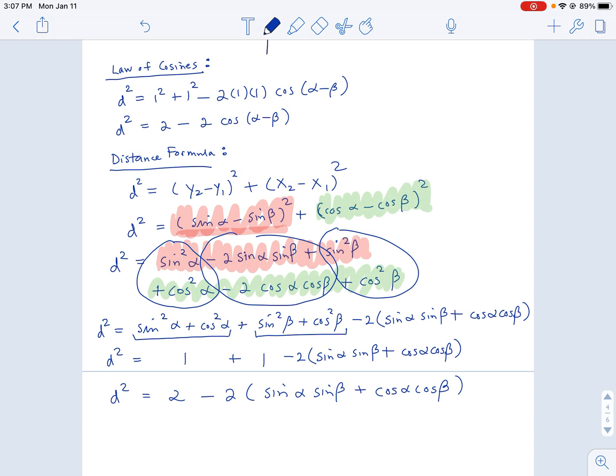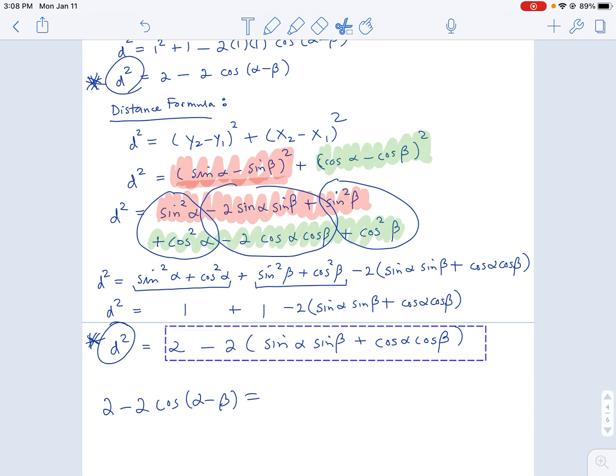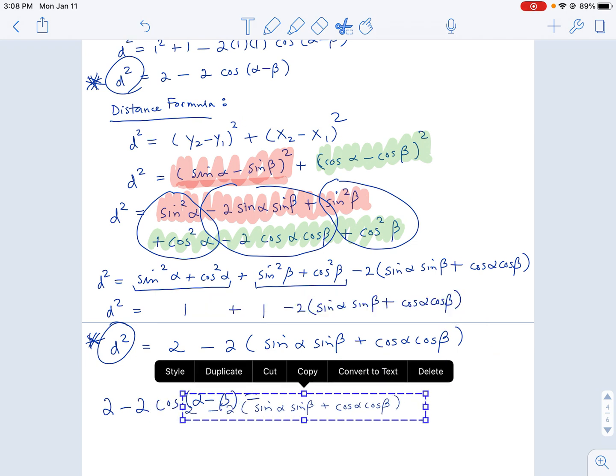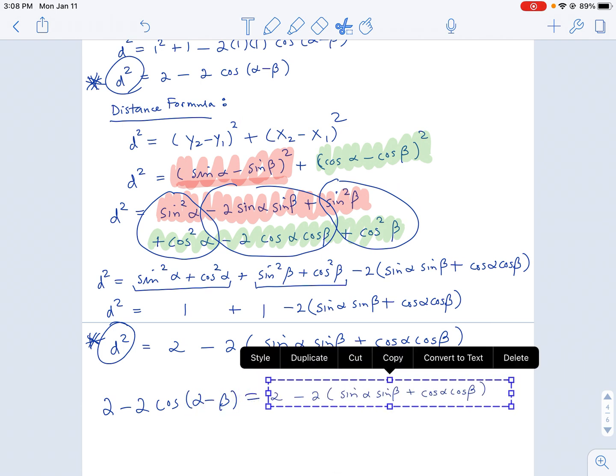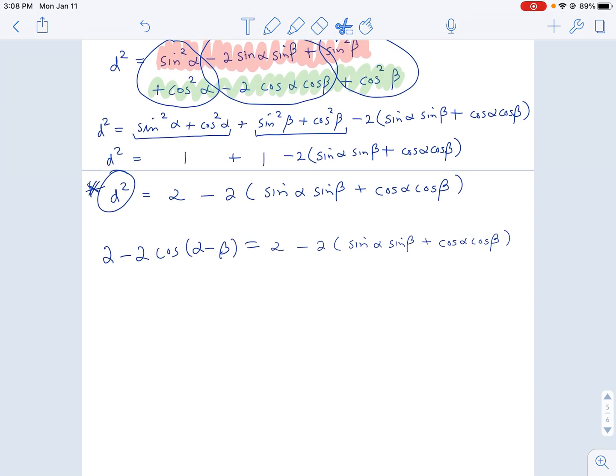Okay, so now here's what I got. I got 2 formulas. Maybe this time I'll star them. From the law of cosines, I got that guy. From the distance formula, I got this guy. They're both equal to d squared, right? And if I got 2 things equal to each other, I can use the transitive property to set the other side of the equation equal. So I'm going to bring all that down. I got 2 minus 2 cosine alpha minus beta equals all of this. I'm going to cheat again and use the Apple Pen to copy that down. And I'm going to paste it right over here. There we go. Try to make it just a little bit bigger. Okay. And then I think you see what's going to happen.